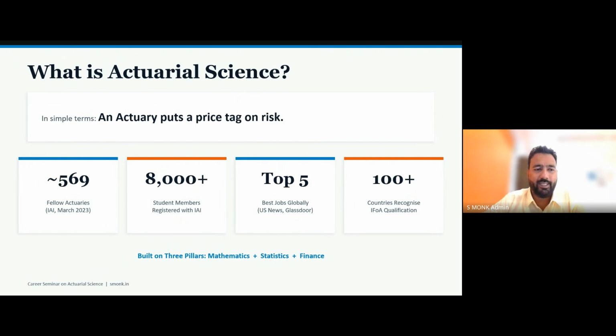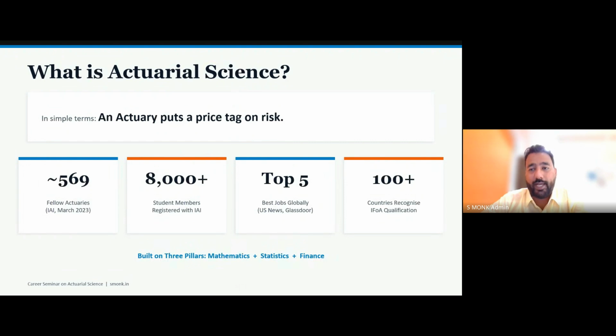So talking about India, we just have 569 fellow actuaries right now. Fellow actuary means somebody who has cleared all the exams. And there are just five, six hundred such numbers, and this is the last update of March 2023. There may have been slightly more additions since. This is the Indian Institute data. There may be some students who have cleared from the UK Institute, IFoA. So the number is still well below 1,000.